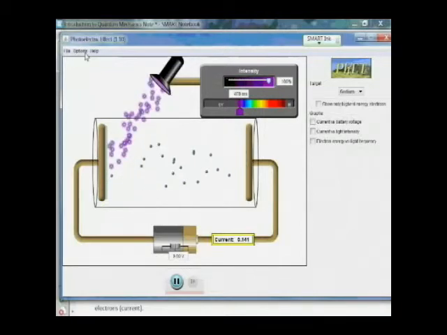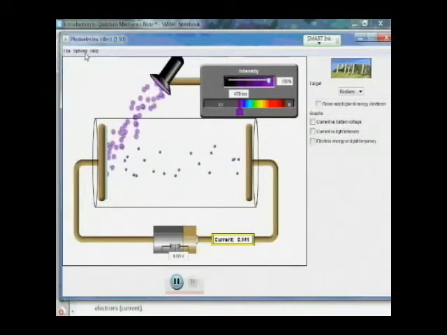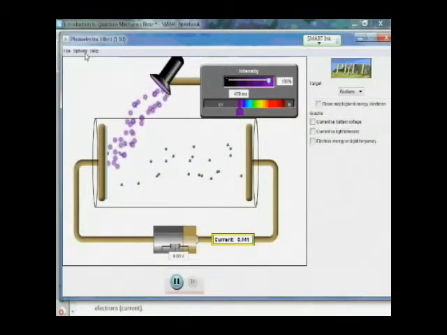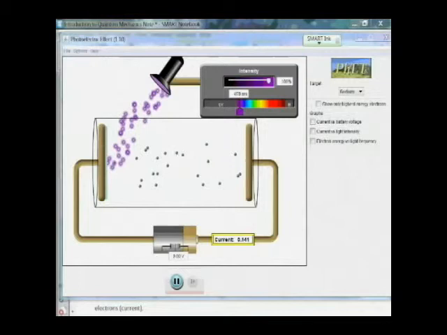So why do you think they're being attracted to the second plate? Yeah, the potential difference. That battery is really.